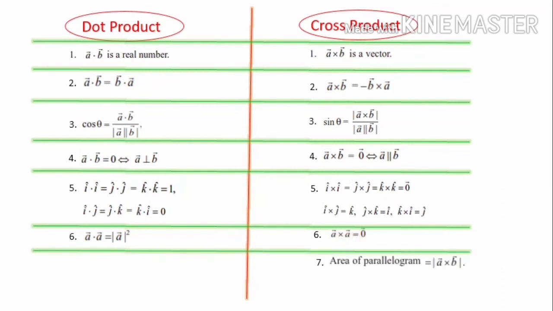And some additional points we have studied in cross product, that is area of parallelogram is modulus of A cross modulus of B, and area of rhombus is equal to half of modulus of A cross modulus of B. So when you study the dot product and cross product, if you compare the results and study, we can avoid confusion. Next we shall discuss the exercise questions.